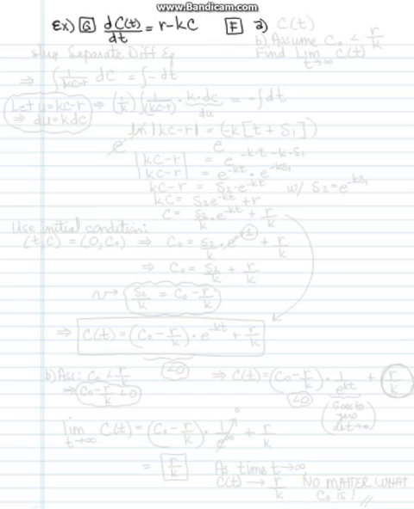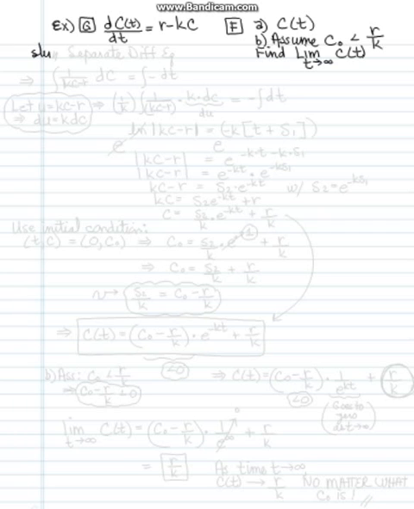We're going to find A, the solution to the differential equation, C of t, and B, we're going to assume that the initial concentration C sub 0 is less than the constant R over K, and then we're going to find and interpret the limit as time gets infinitely large of the concentration C of t.